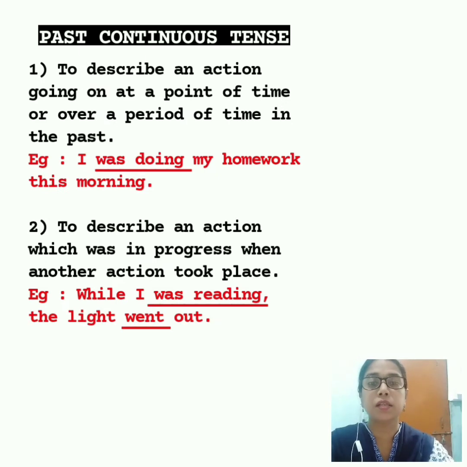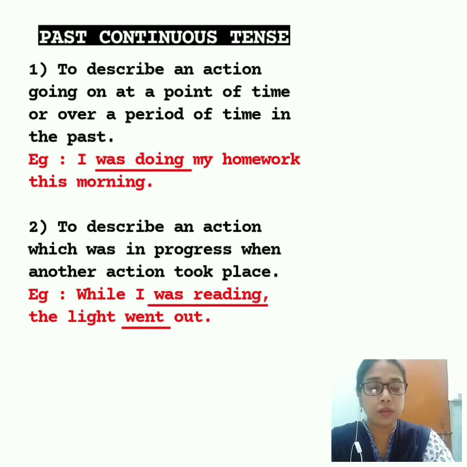Now the past continuous tense. The past continuous tense is used first to describe an action going on over a point of time or over a period of time in the past. Like, for example, I was doing my homework this morning. Now here this action was going on over a period in the past, that is this morning. So the past continuous tense was doing has been used.